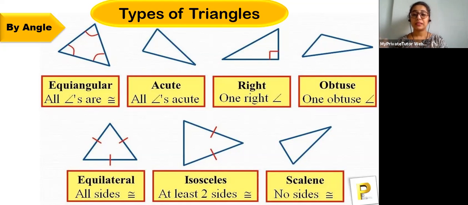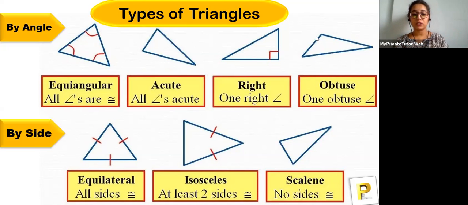Okay, the next we have is the obtuse angle triangle. What is an obtuse angle triangle? One of the angles will be an obtuse angle. Now before that, what is an obtuse angle? An obtuse angle means an angle which is more than 90 degrees. A triangle with an angle more than 90 degrees is an obtuse angle triangle. Okay, now this was on the basis of angle.